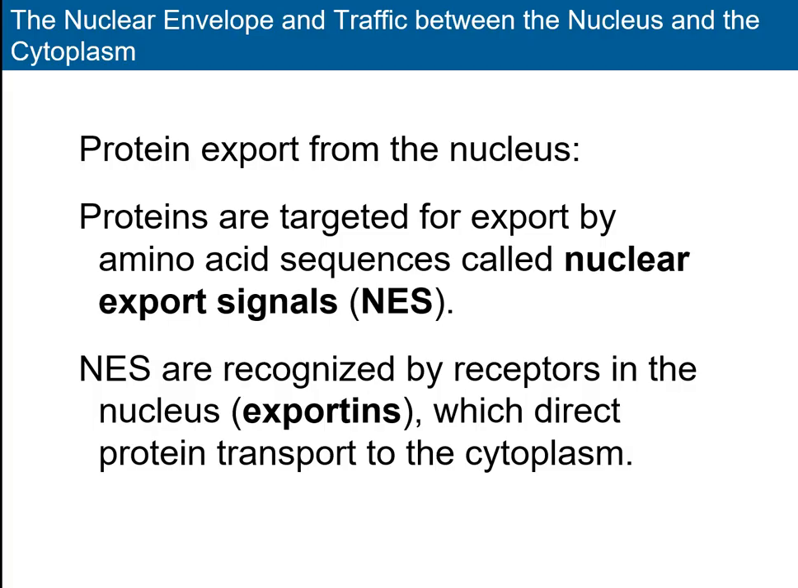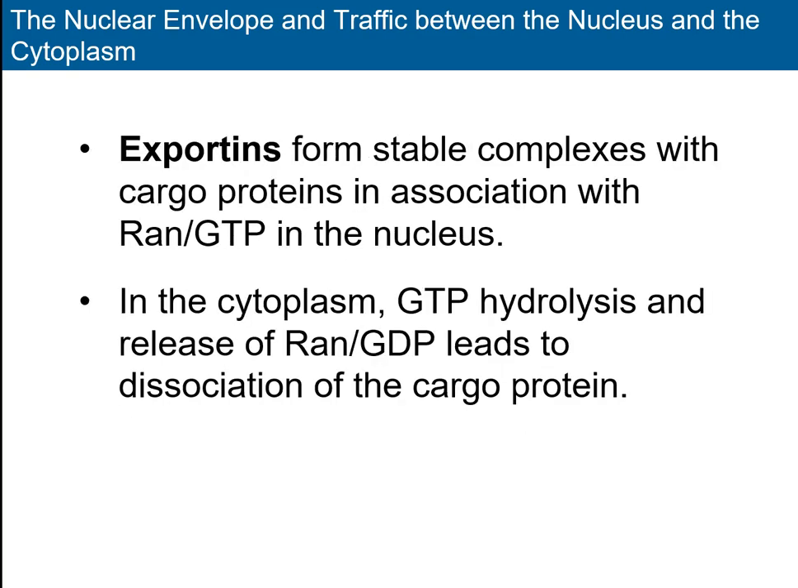So obviously things need to get out of the nucleus as well. And so if we want to talk about protein export from the nucleus, they get targeted for export by amino acid sequences that are called nuclear export signals, okay? And they are recognized by receptors, proteins called exportins, okay, which will bring that protein out of the nucleus to the cytoplasm, okay?